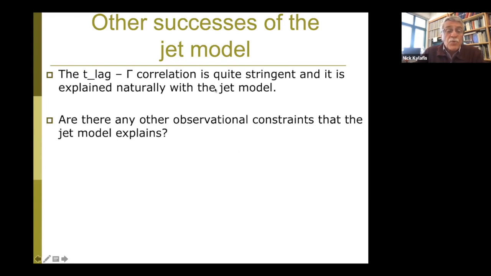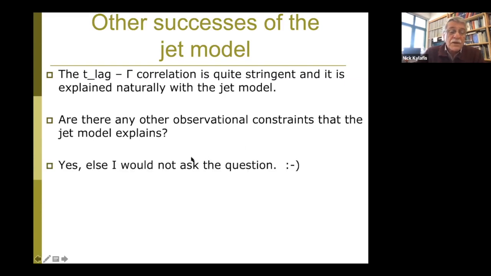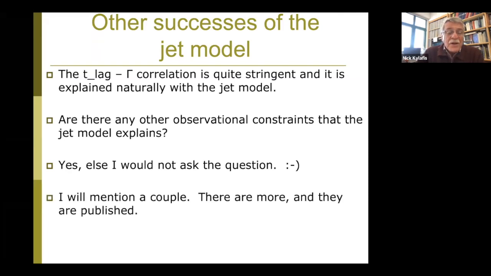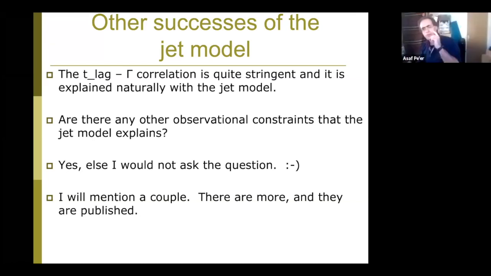But again, it's just one thing. Are there any other observational constraints that the jet model explains? And the answer is yes, else I would not ask the question. So I will mention a couple. There are more, and they are all published, so if anyone is interested, they can look at them. I have prepared slides at the end if there are questions. So it's not just the couple that I will mention. There are more.